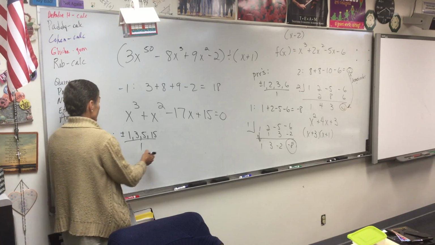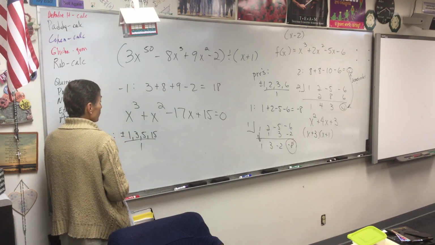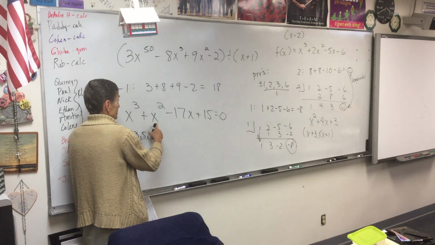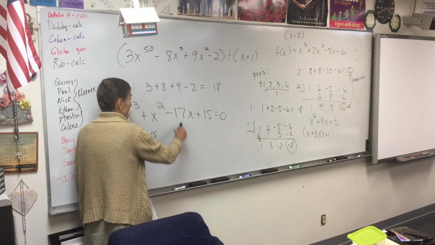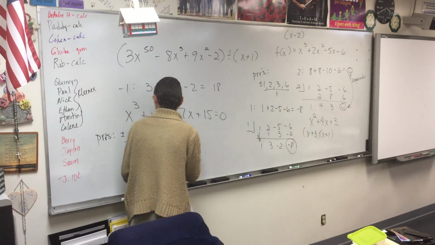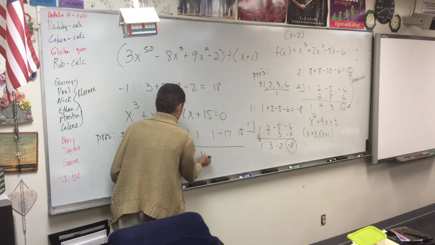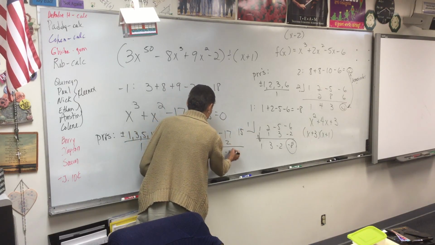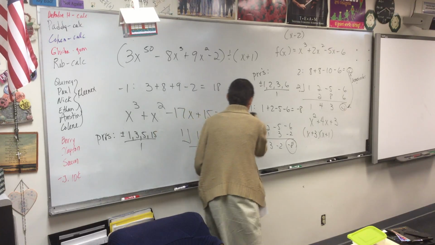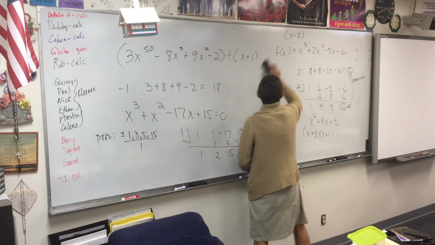Somebody already tried 3 and it works? Oh, no. 3 might work. 1 works, I can see 1 works. Can you see that 1 works? You get 1 plus 1 plus 15 and then minus 17. So 1 works, so I'm going to go ahead and divide it out. 3 might work also, I'm just too lazy to try it. Here's that 0. That means my remainder is 0. That means I have found a factor.